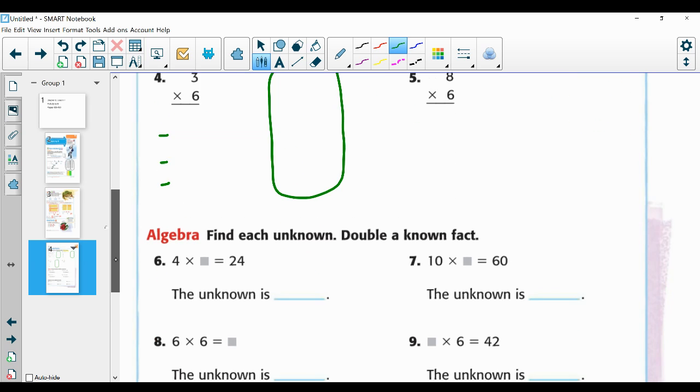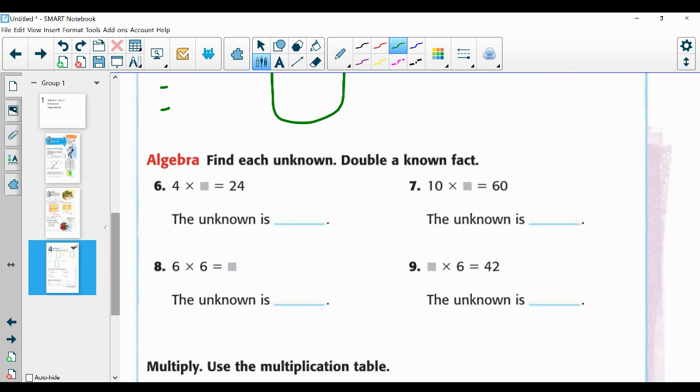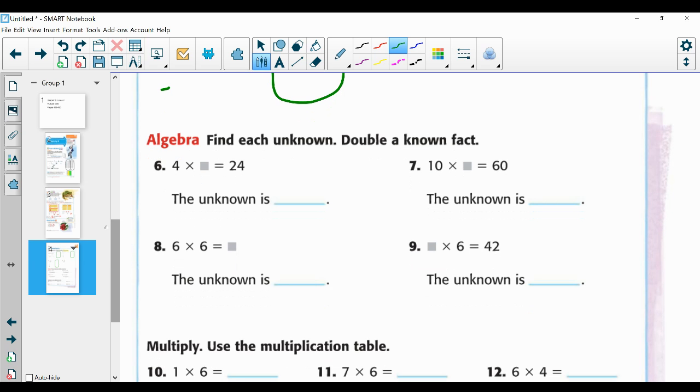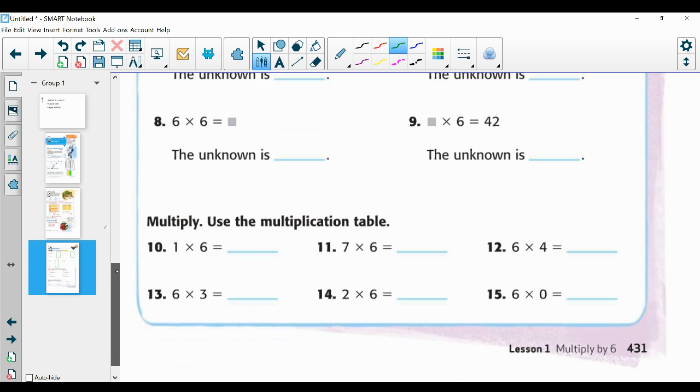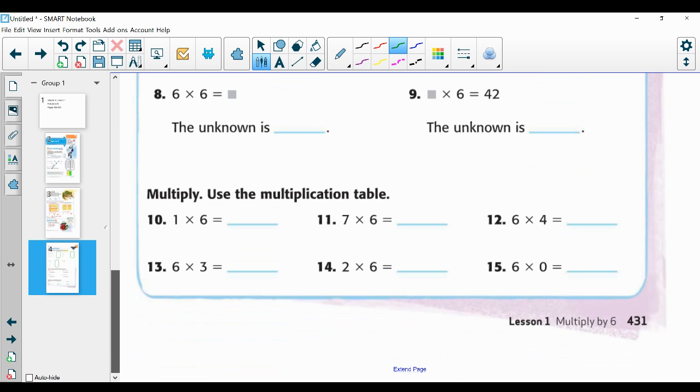Okay, down here at the bottom, you're going to find each unknown, double a known fact. So you're going to fill in each of the blue blanks. If you want to do the gray boxes, that's fine. If you need an array, draw it. You're not being graded on that part. If you need to write out the known fact and double it, you can write all that, but I'm just looking for the answer in the blue blank. Down here, you're going to use a multiplication table. I will post a multiplication table in your materials so you have it to use to help you if you don't already have one at home. So there you go. That's your assignment. And that is multiplying by 6.